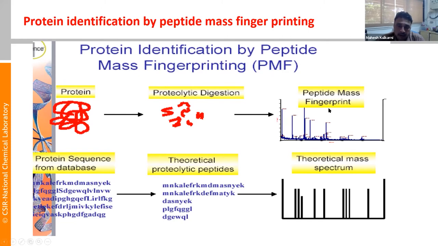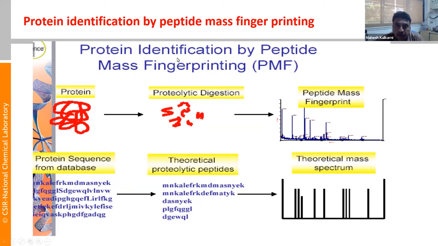In the early 1990s, peptide mass fingerprinting was invented. At that time, genome sequencing was going on, especially of the model organisms, and human genome sequencing was progressing in the early 90s. There was also development in computational approaches, so it was possible to calculate theoretically the different masses of the peptides, as well as do in silico translation of the genome, and all this was possible.